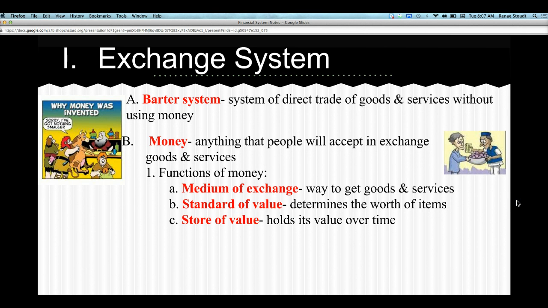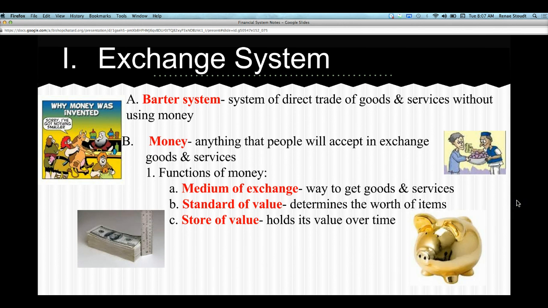Okay? So, medium of exchange, being able to exchange money for whatever goods and services that we want. Standard of value, we have to be able to measure and compare particular items. And store of value, if we put it in a piggy bank and save it, we'll be able to spend it later.